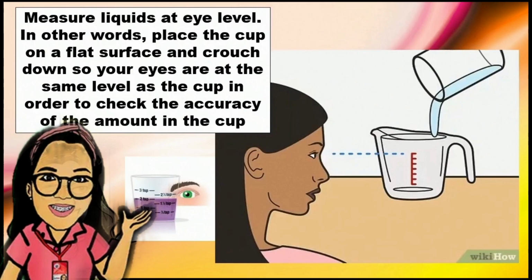For liquids, measure liquids at eye level. In other words, place the cup on a flat surface and crouch down so your eyes are at the same level of the cup in order to check the accuracy of the amount in the cup.